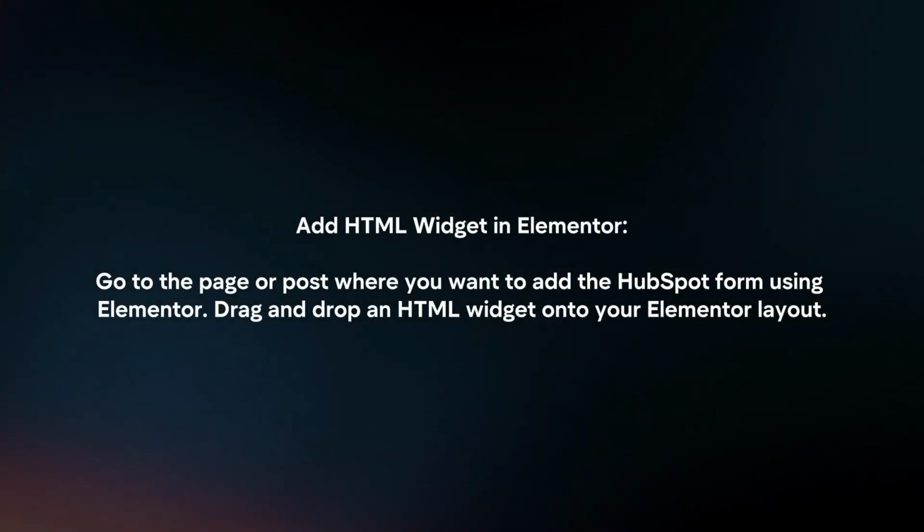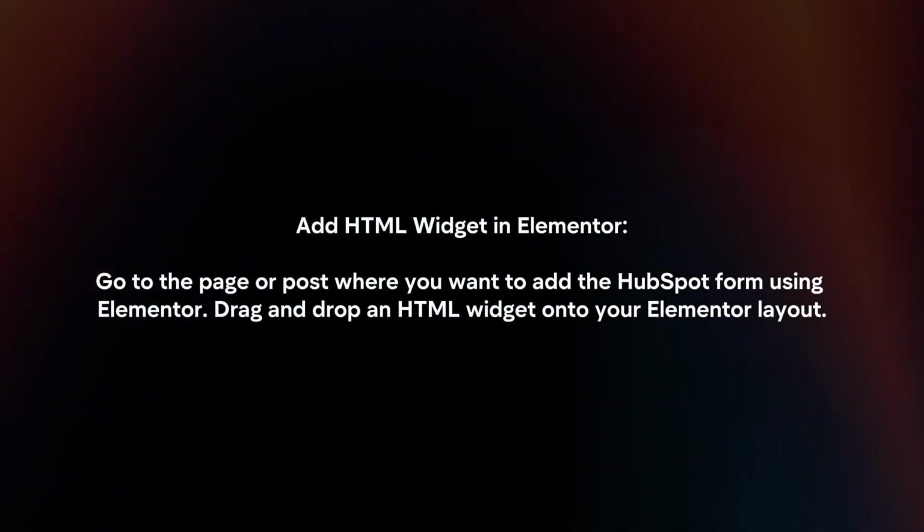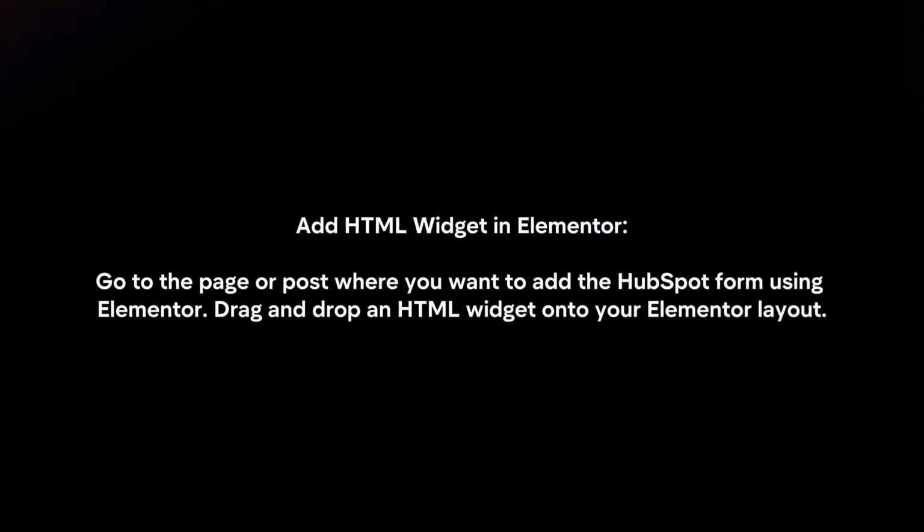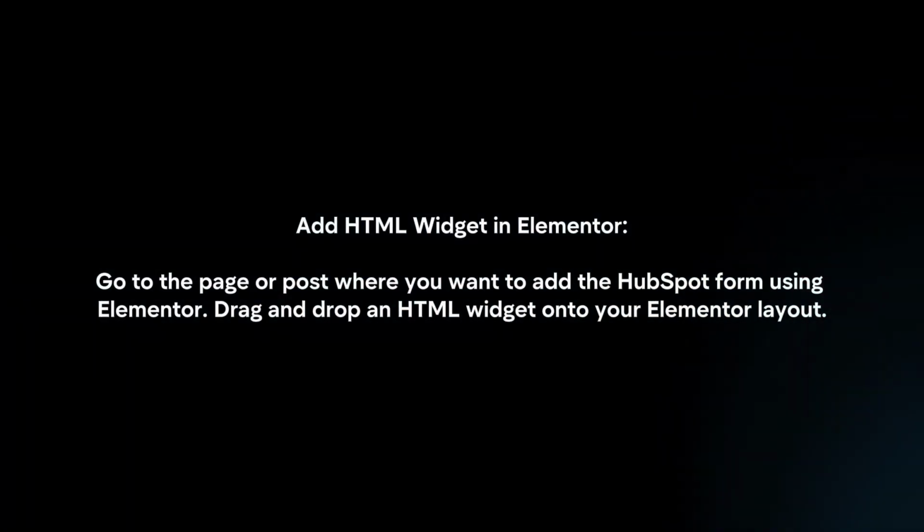Add the HTML widget in Elementor. Go to the page or post where you want to add the HubSpot form using Elementor. Drag and drop an HTML widget onto your Elementor layout.